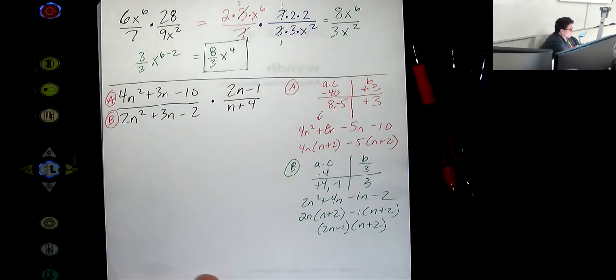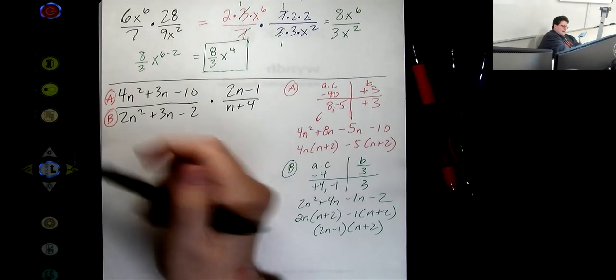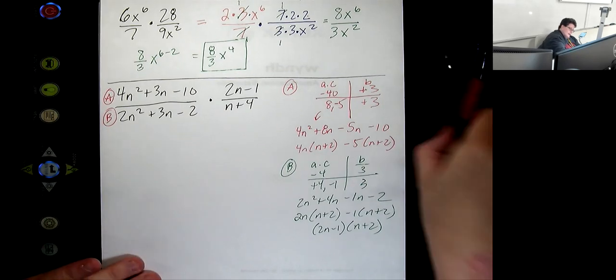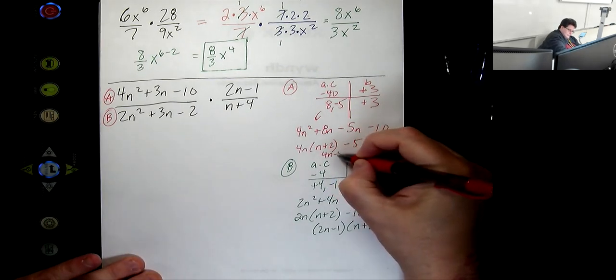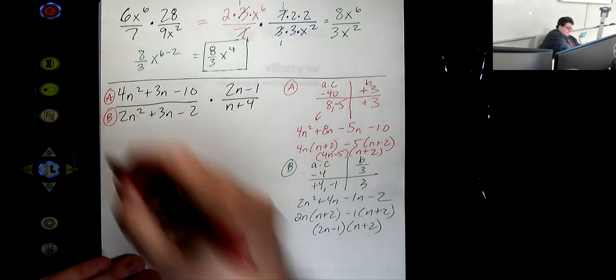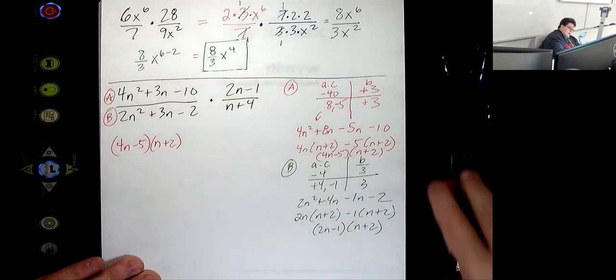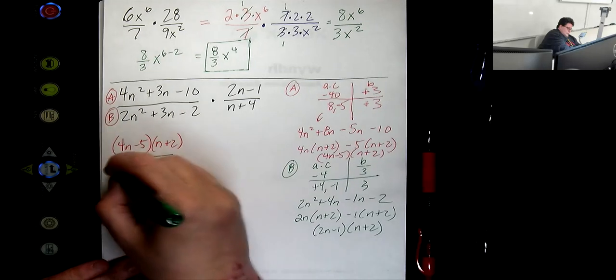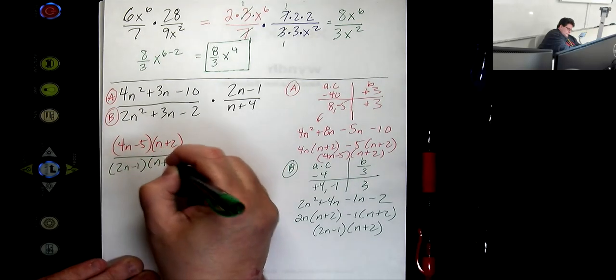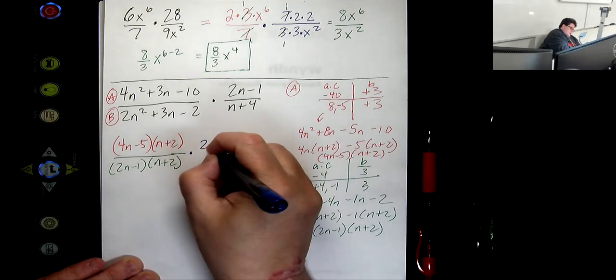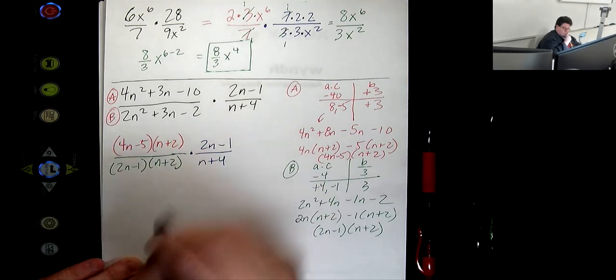There's nothing to factor in the second fraction, but there will be on the test. You'll have to factor all 4 quadrants here, all 4 things. Let's just rewrite what I have though. If I finish up A, I've got 4n minus 5 and n plus 2, and that's going to go on top. And on bottom, I have 2n minus 1 and n plus 2. And I still have the 2n minus 1 and n plus 4 over there.